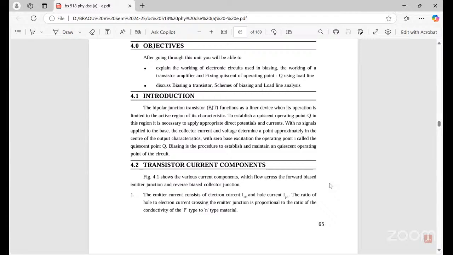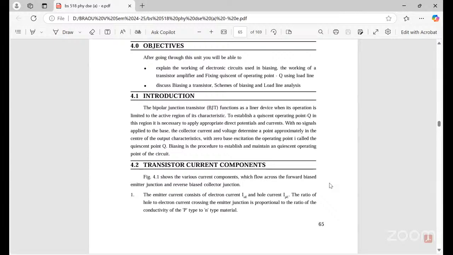the currents. So when a signal is not applied to the base, the collector current and voltage determine a point approximately in the center of the output characteristics. You need to remember that if a signal is not applied to the base, the collector current as well as the voltage determine a point approximately at the center of the output characteristics.